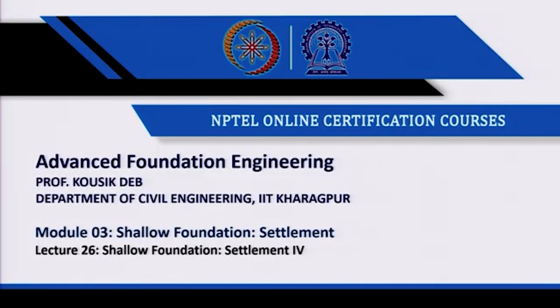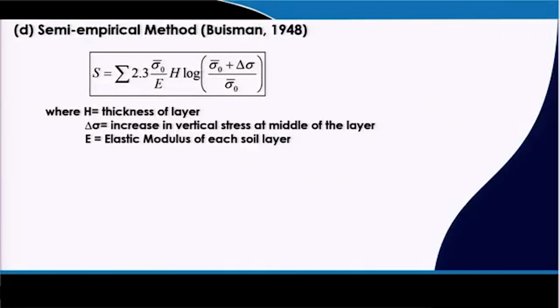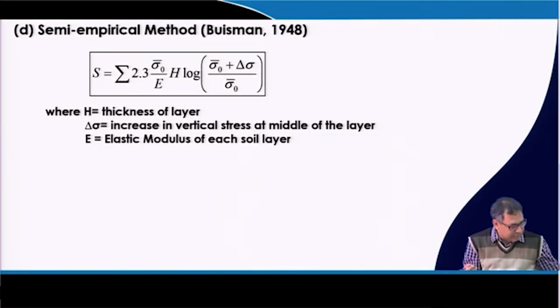So, last class I have discussed a few methods by which we can determine the settlement of granular soil. I discussed 3 methods, that is based on SPT, then plate load test, then SCPT. Now, today I will discuss the remaining 2 methods. The fourth one is the semi-empirical method, which is similar to the consolidation problem.